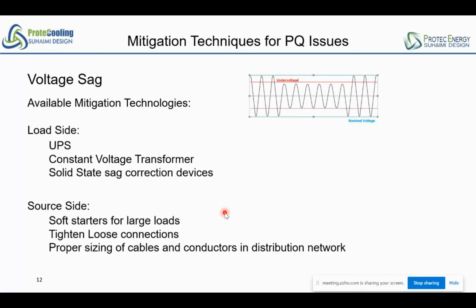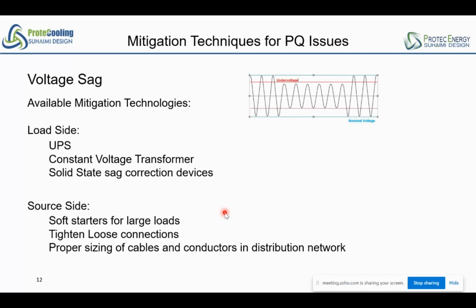So in order to correct the sag on the source side, we can go for soft starters for large loads. We are not saying VFDs, because we have seen a lot of industries using VFDs as a soft starter, which is not the right approach. VFDs are mainly designed to change the frequency of the incoming supply to meet the changing load requirement, so they change the speed of the pump, fan, or blower. But a lot of industries are using VFDs as a soft starter, only for the starting of the motor.